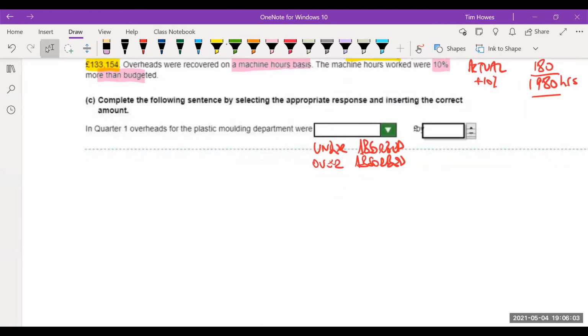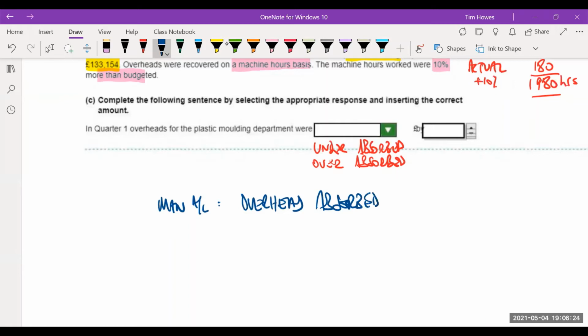All right, so what do we do? Well, this is what the management accountant did, remember. So the management accountant does some absorbing. So I'm going to write this as overhead absorbed. This is what he will have done. Okay, and I'll do it in a different color so it stands out.